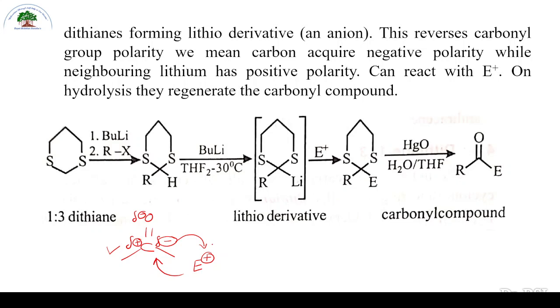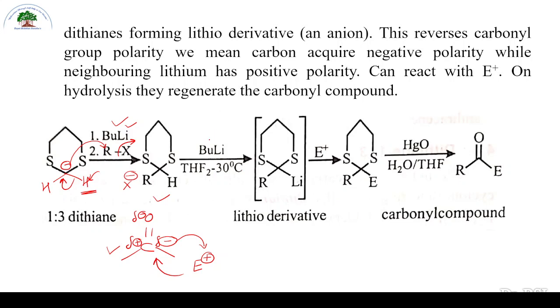So how is this happening? The reversal of polarity of the carbonyl group happens like this. When 1,3-dithiane reacts with butyl lithium, a strong base, it can abstract this proton and we get the carbanion here. This carbanion further attacks the alkyl group of the alkyl halide, halide X minus is removed, and we get this alkylated 1,3-dithiane.